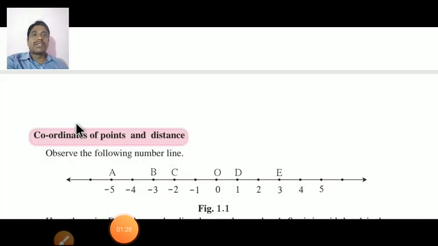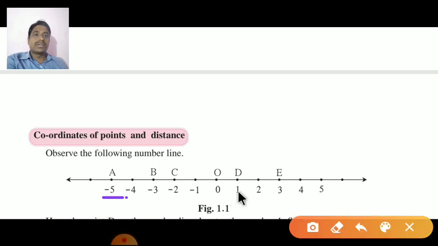And also study how to find the distance between two points. Now here suppose A point is -5 and D point is 1. We have to find the distance between A and D. We count how many points between A and D. Let's count from A to D: 1, 2, 3, 4, 5, 6. Hence the distance between AD is 6.